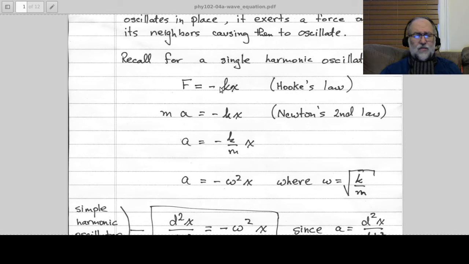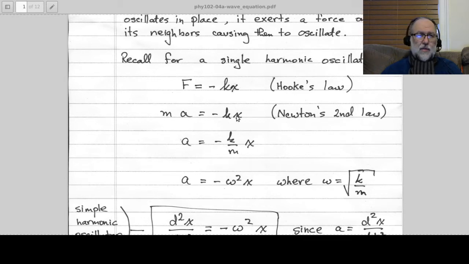Like, how is that a sine wave or a cosine wave at all? Well, you don't see it at this point, but what you do is you go, oh, Newton's second law says that the force is ma. F equals ma is the second law. And so you get ma is equal to minus kx, okay?